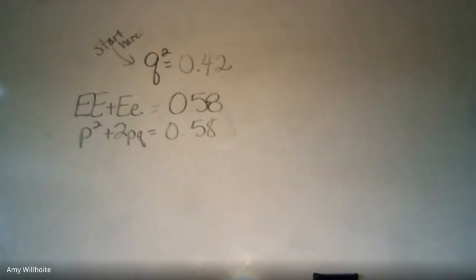Okay, p plus q equals 1. So if you just take 1 minus q, which means they're down this much. So minus 1 minus that.